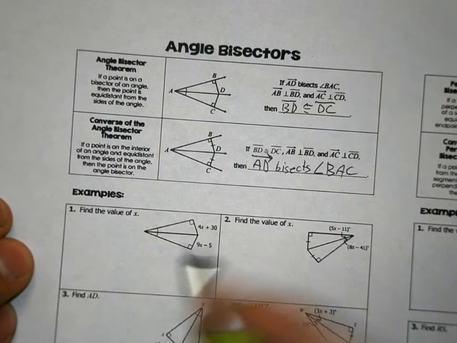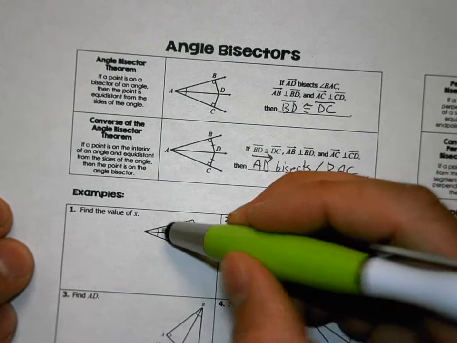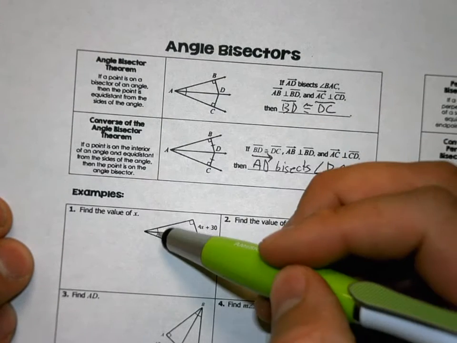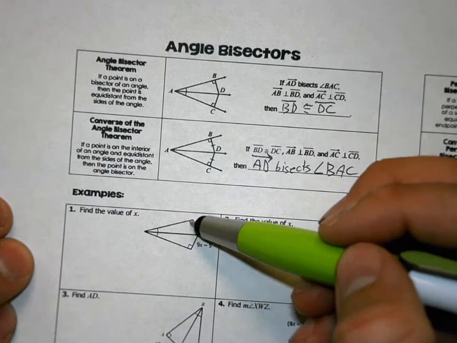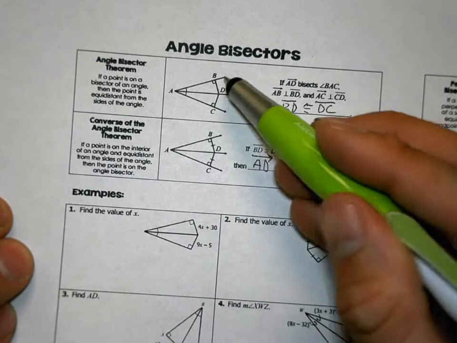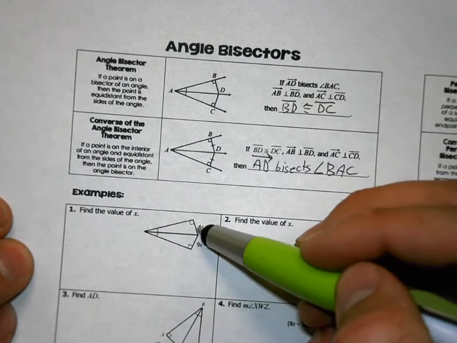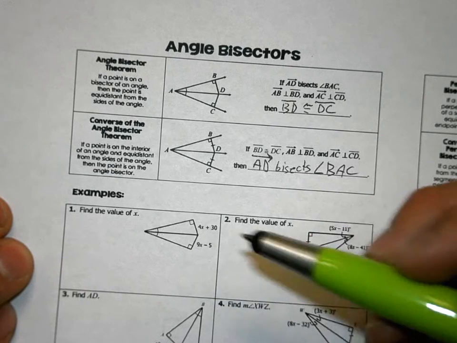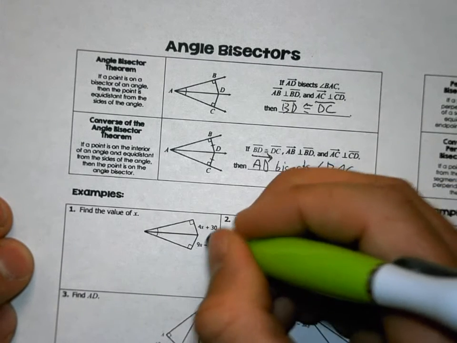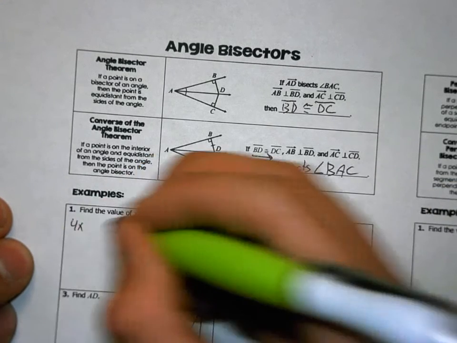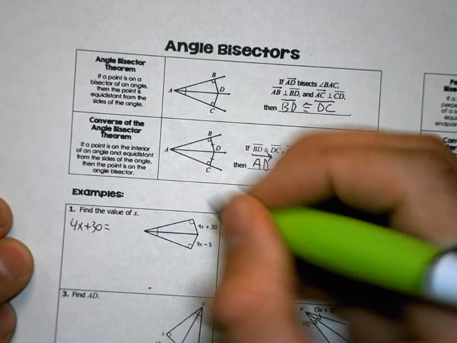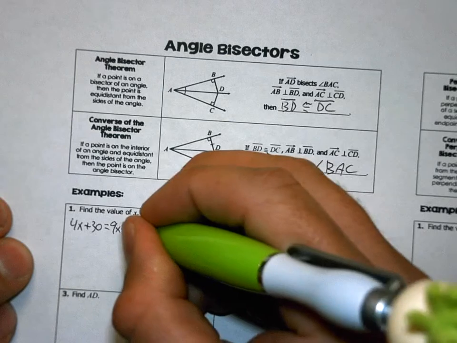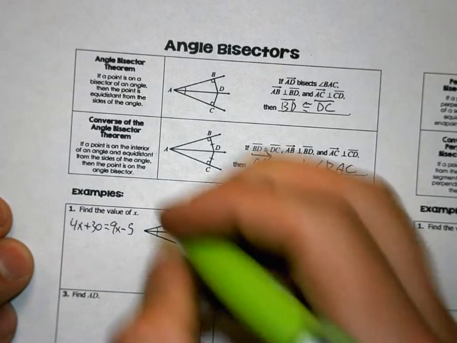Okay, find the value of x. So I have an angle bisector like I do in this picture up here, and I have perpendicular lines. So I know, like it shows up here, these two sides will be congruent. So I can set these equal to each other. 4x plus 30 equals 9x minus 5. I can solve for x.